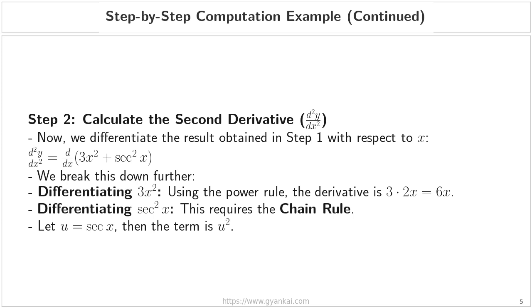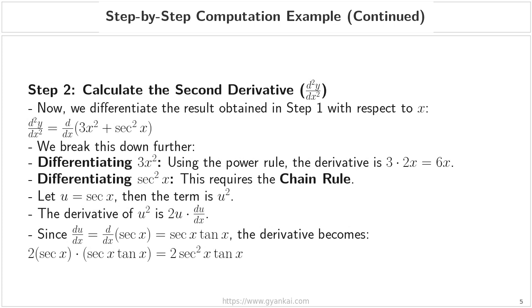Next, we move to the term secant squared x. This part is slightly more complex as it requires the use of the chain rule. To visualize this, let us temporarily replace secant x with a variable. This transforms the term into u squared. According to the chain rule, the derivative of u squared is 2u multiplied by the derivative of u. Since the derivative of secant x is secant x times tangent x, we substitute these values back into our expression. This gives us 2 times secant x, multiplied by secant x tangent x. When we simplify this by combining the secant terms, we get 2 secant squared x tangent x.